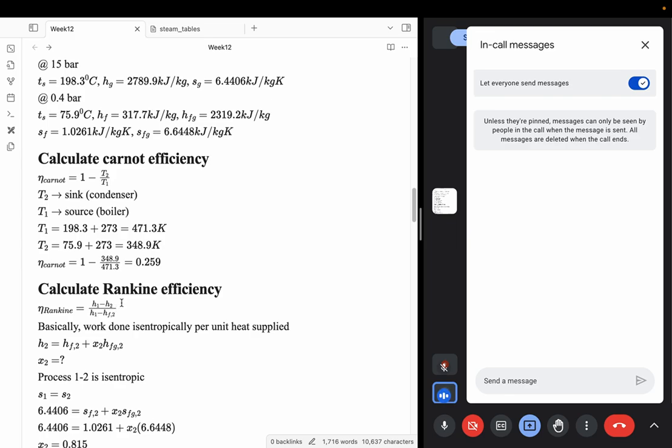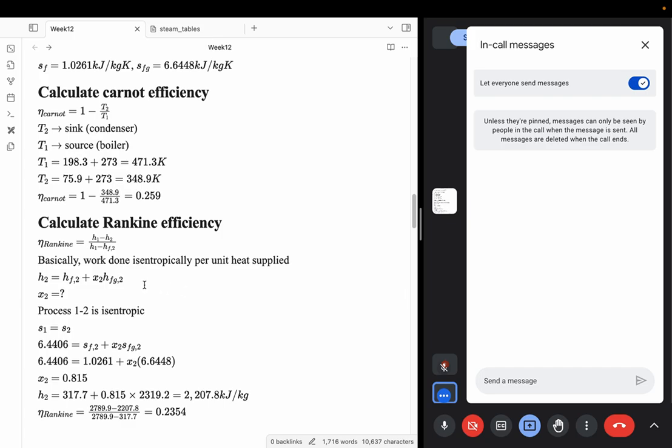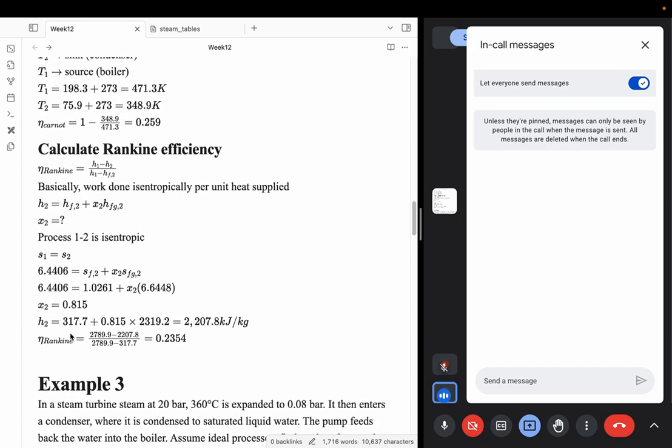I'm neglecting that. We will see in the coming problems that the order of magnitude is very different, so you can actually neglect that. It will be less than 1% error. Just bear with me for a couple of minutes. We will see in the next problem what these orders are. Divided by your heat supplied, which is H1 minus HF2. So you have H1, HF2, all these values, so you can directly substitute them to get the value of Rankine efficiency.